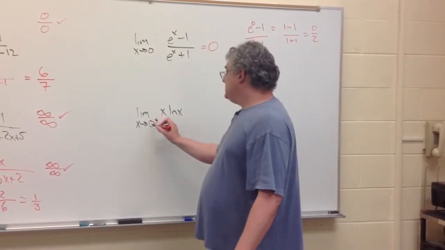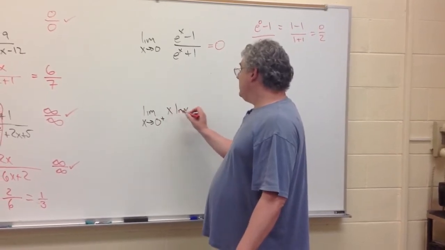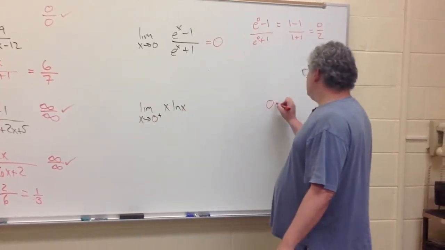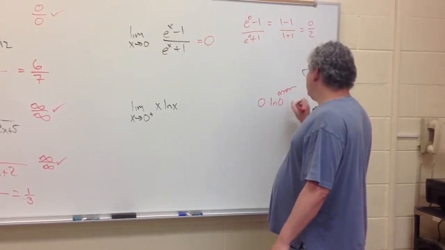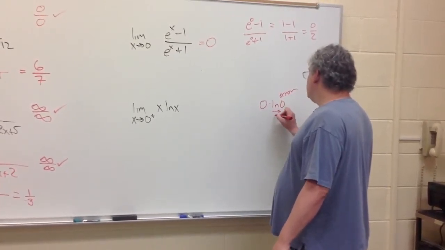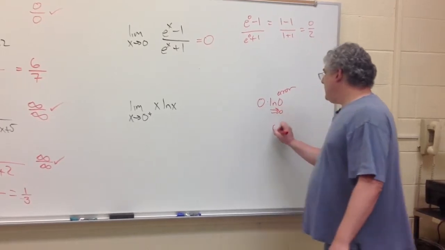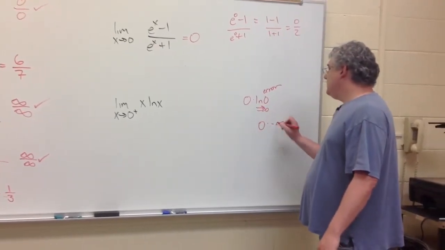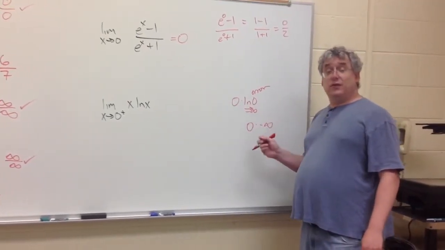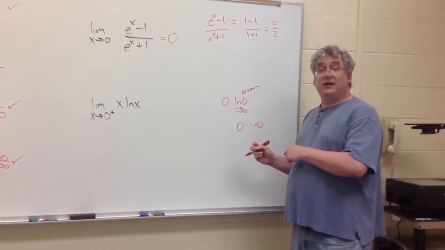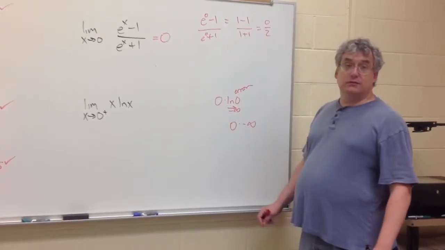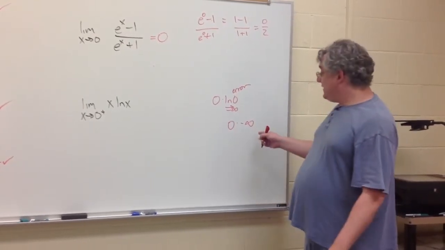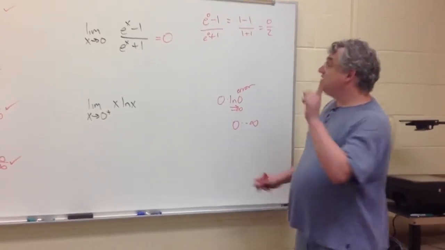Here, as x goes to 0, well, wait, what do we have? 0 times, what's the natural log of 0? Well, it's an error. But if you look at the graph, this goes to minus infinity. So this is going to be of the form 0 times minus infinity. That is an indeterminate form, but it's not a form that L'Hôpital likes. We need a fraction. This is not a fraction. But there's a way to make it into a fraction.